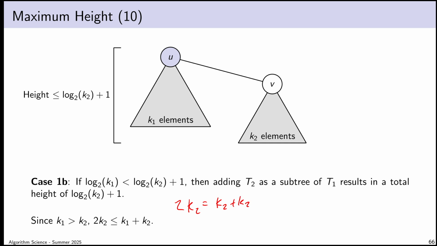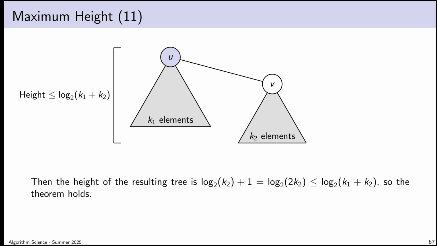And we know that K1 is greater than K2, which means that if I say K2 plus K2 is less than or equal to K1 plus K2, I don't know if I needed to expand that out, but there it is. So because K1 is greater than K2, 2 times K2 is less than or equal to K1 plus K2. So keep that in mind for the next slide.